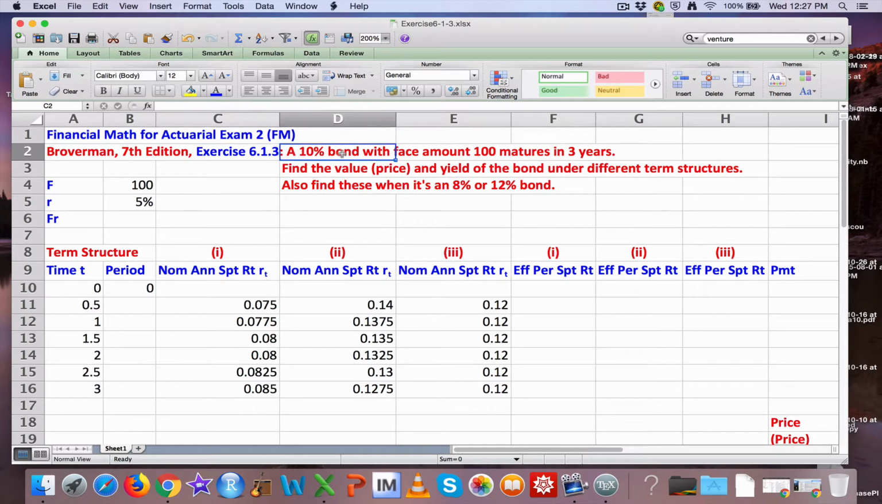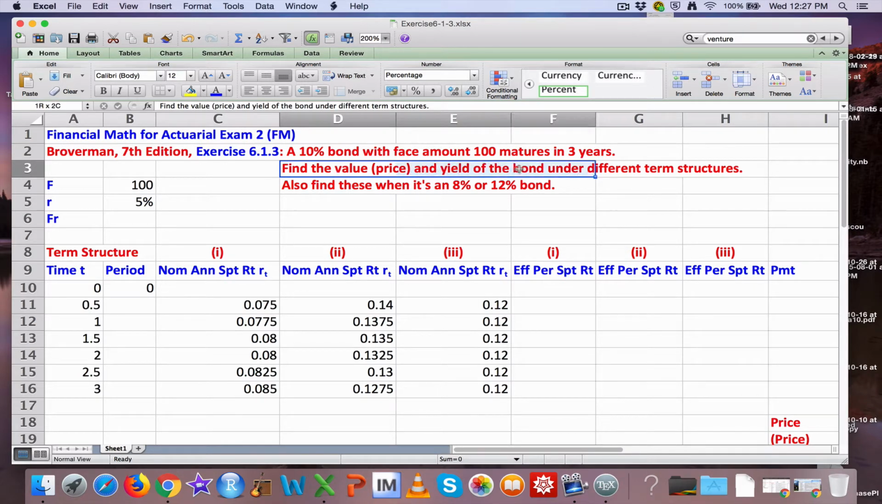So here's the situation. We've got a 10% bond with a face amount of 100 that matures in 3 years. Now, it's not said that this is a semi-annual coupon bond, but that would be the assumption you would make if it doesn't say. It also doesn't say that the bond is redeemed at par at the face amount, but that is the assumption you would make if it doesn't say. Okay? So the 10% is going to get converted to a semi-annual coupon rate of 5% by dividing it by 2. And our main goal is to find both the value, or the price, and the yield of the bond under 3 different term structures.